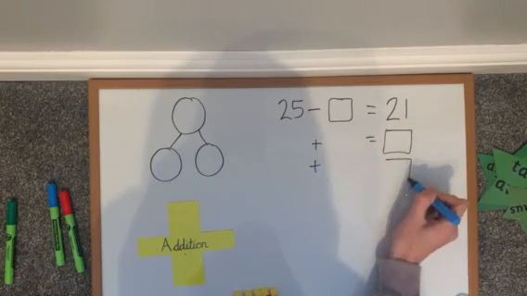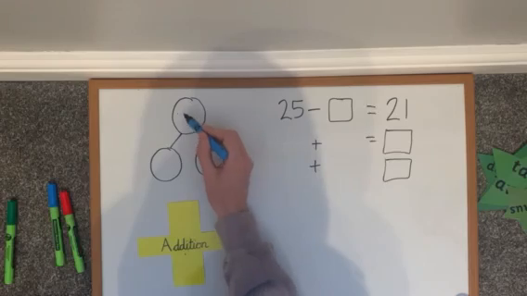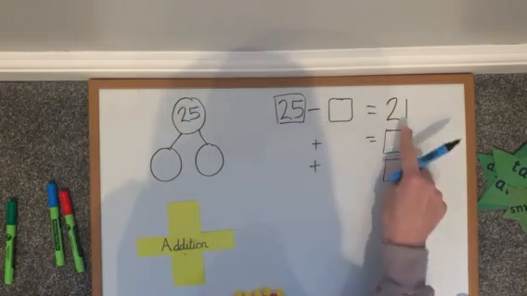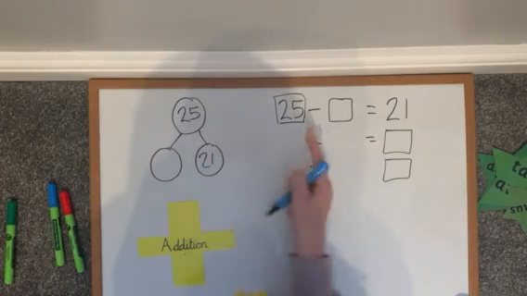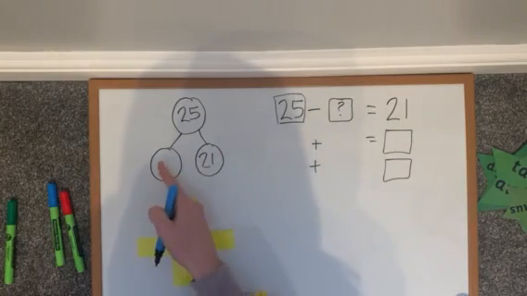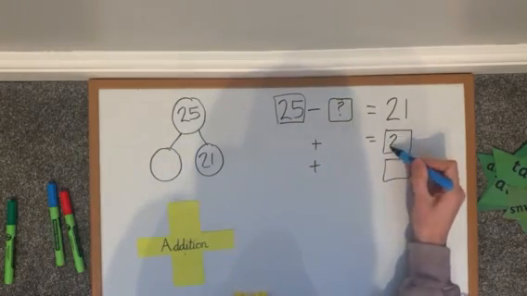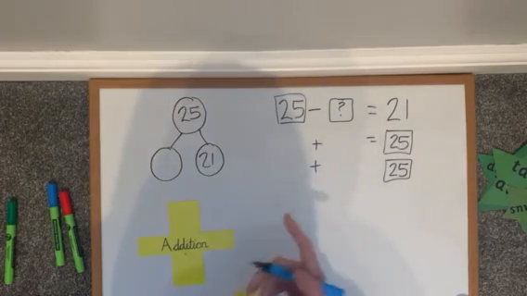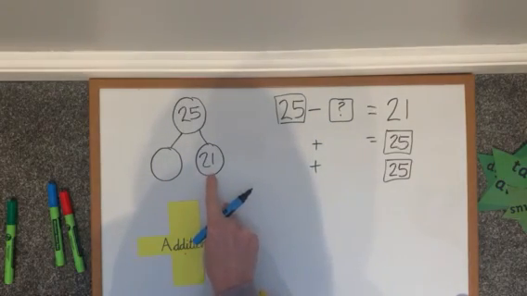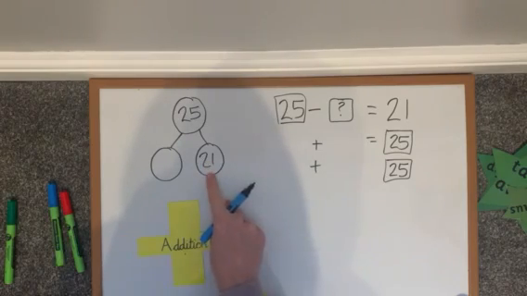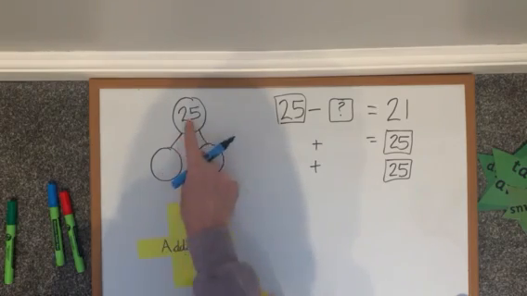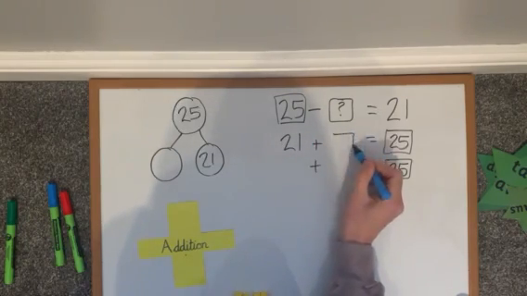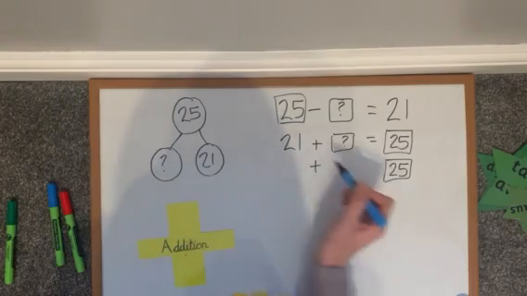Remember, my whole goes at the end, so let me put the numbers in my part whole first. So I've got 25 is the whole, and then one of the parts is 21. I don't know the other part just yet. So 25 in my add number sentences needs to go at the end because I finished with the whole. And then that means one of the parts that I do know is 21. So I know at the moment 21 plus something gives me 25. So I can put that into my add number sentence. 21 plus something gives me 25.